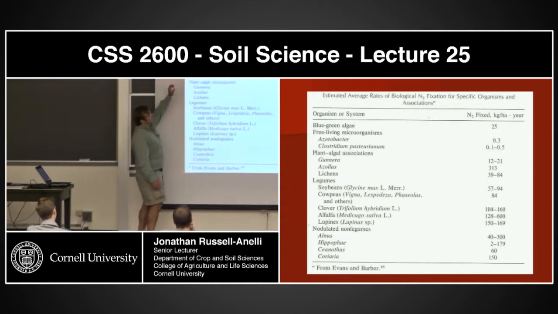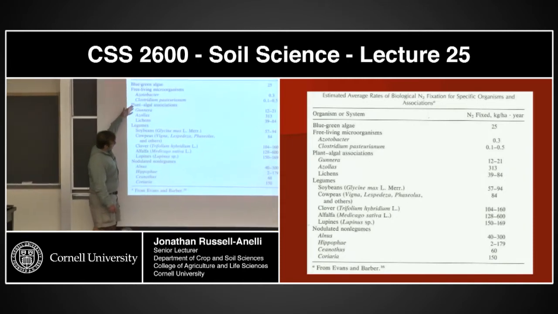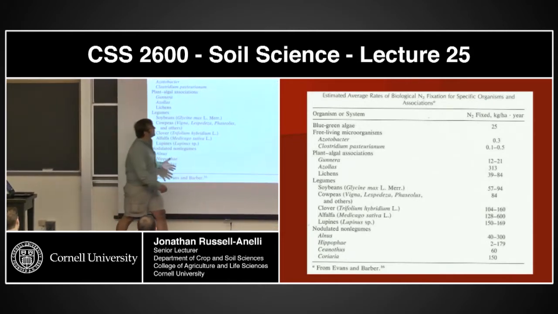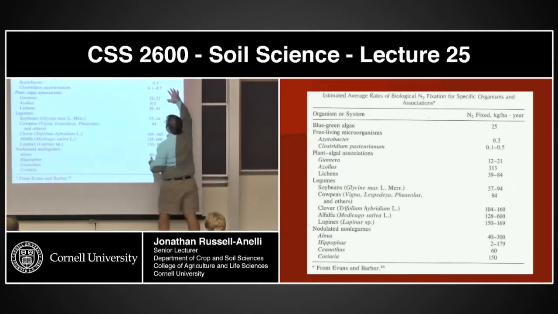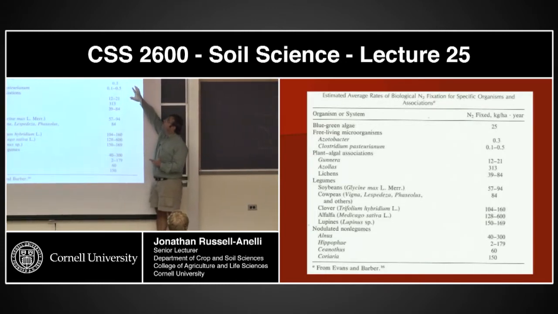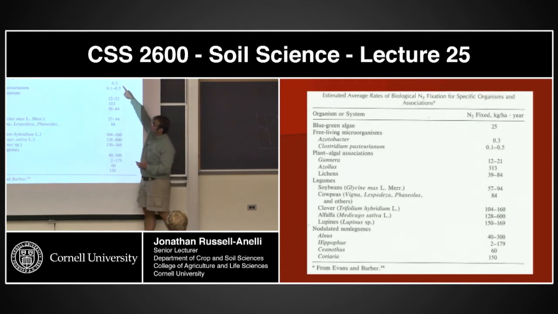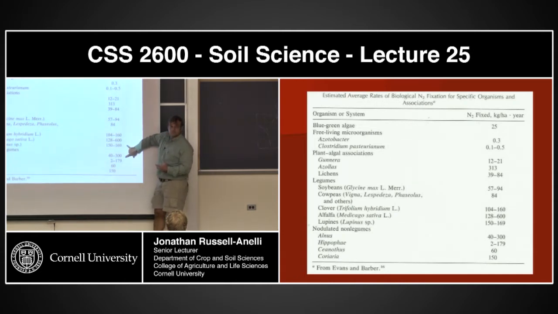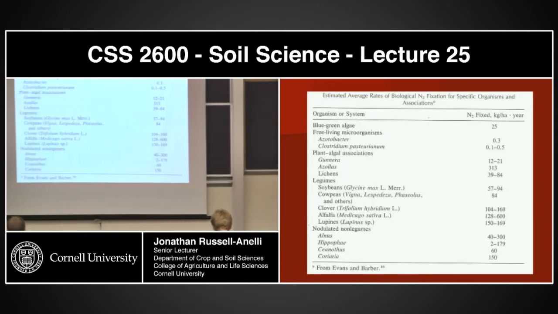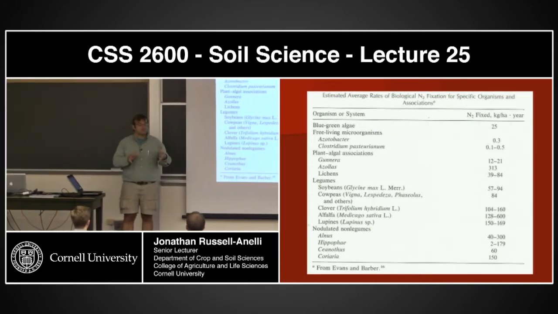Okay? This is a huge slew of these different types of organisms, and it basically gives you an idea about how much nitrogen, N2, they're fixing, in kilograms per hectare. In some cases, it's rather small. In some cases, it's rather large. Okay, make sense? Just to give you an idea what this distribution is.